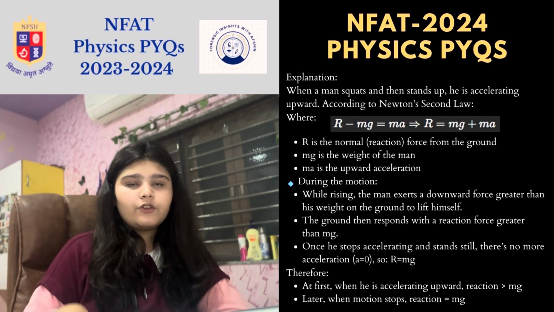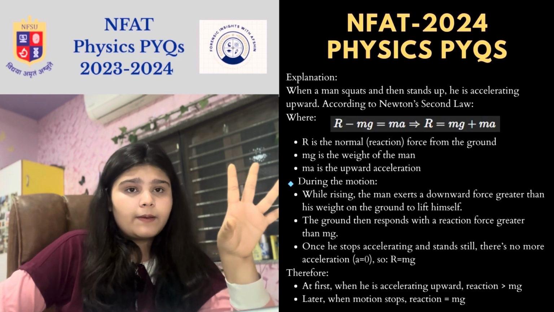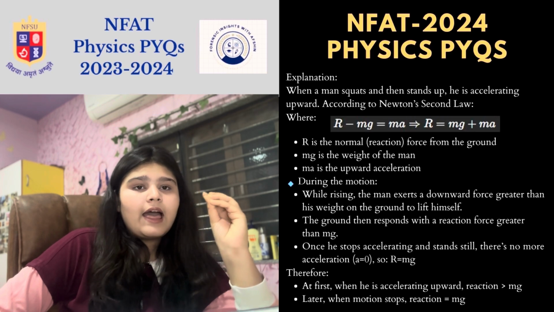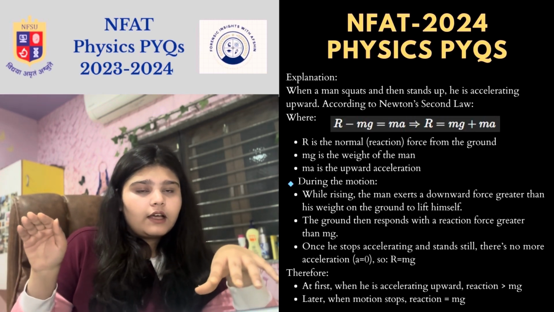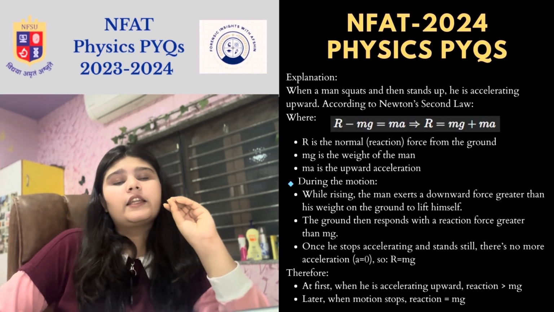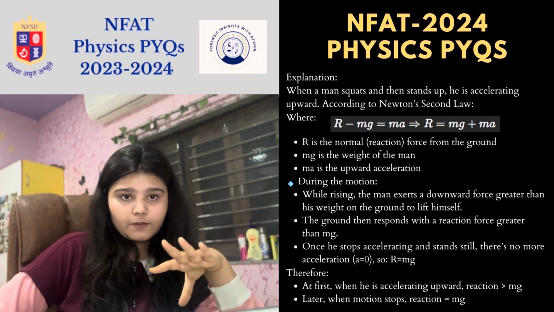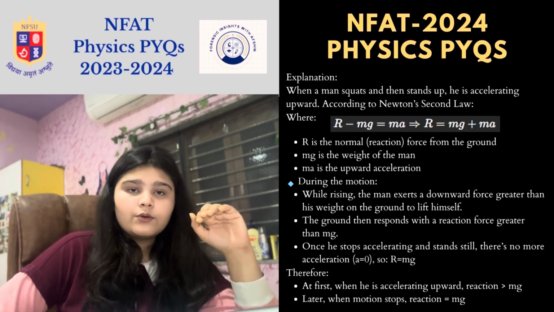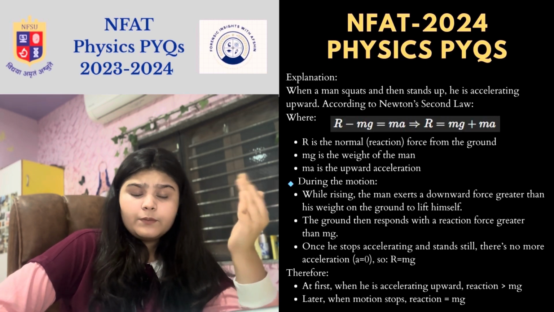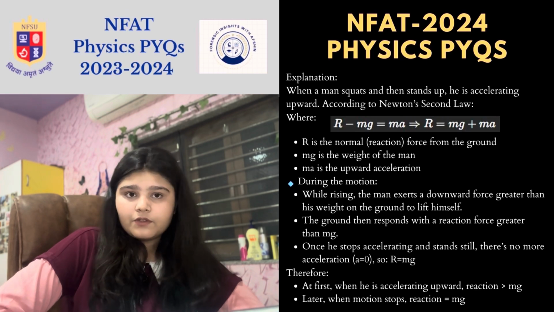The man squats and then stands up, so he is accelerating upward. According to Newton's second law, R minus mg equals ma, so R equals ma plus mg. Here R is the normal force from the ground, mg is the weight of the man who is squatting, and ma is the upward acceleration. During the motion while rising, the man exerts a downward force greater than his weight on the ground to lift himself. The ground then responds with a reaction force greater than mg. Once he stops accelerating and stands still, there is no more acceleration, so R will be equal to mg. Therefore, at first when he is accelerating upward, the reaction will be more than mg, whereas later when motion stops, the reaction will be equal to mg. So option D is the correct option for this question.